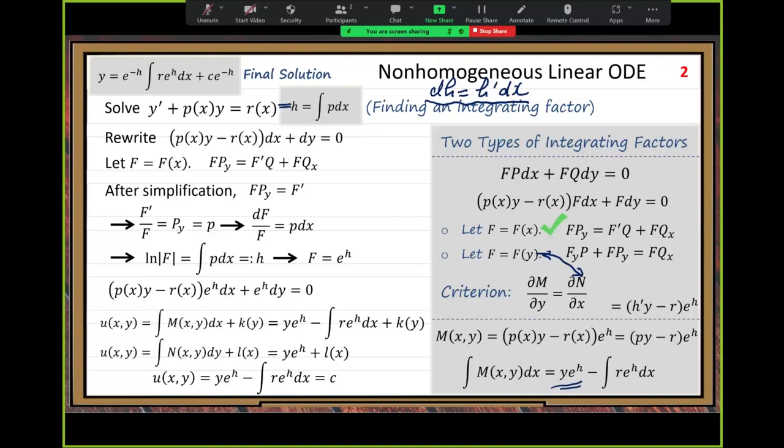Then we put it aside. Let me erase this. H. So we calculate H out first. Then we use H in this y formula. That's the solution formula. Okay? That's the solution formula.